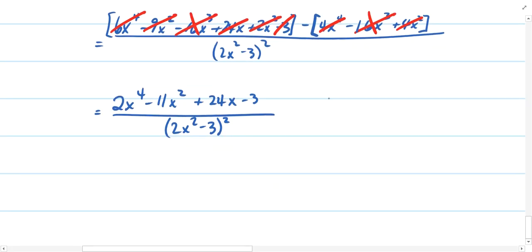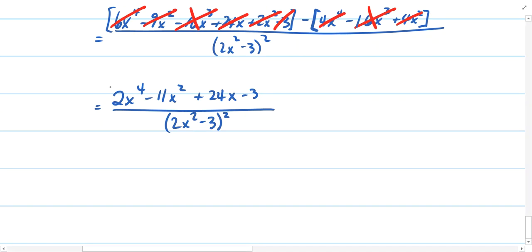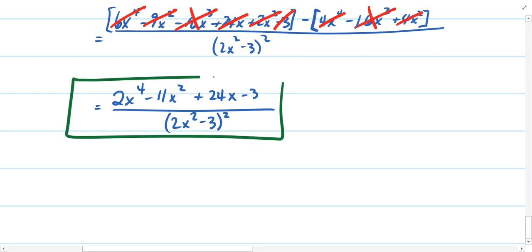From here, if you wanted to try factoring the numerator in the hopes that you might uncover a 2x squared minus 3 that can be factored from the numerator and the denominator, that would be a good approach. However, I can tell with these two groups, 2x squared is not common to the first group, and 3 is not common to the, well, 3 is common to the second group, but not a negative 3. So I don't think factoring from here is going to benefit us at all. We'll go ahead and leave this as our final answer.